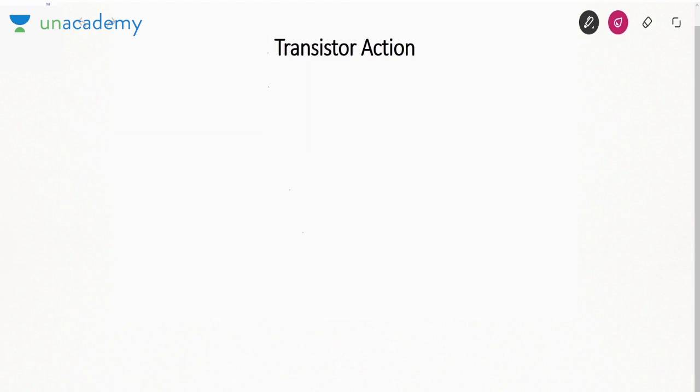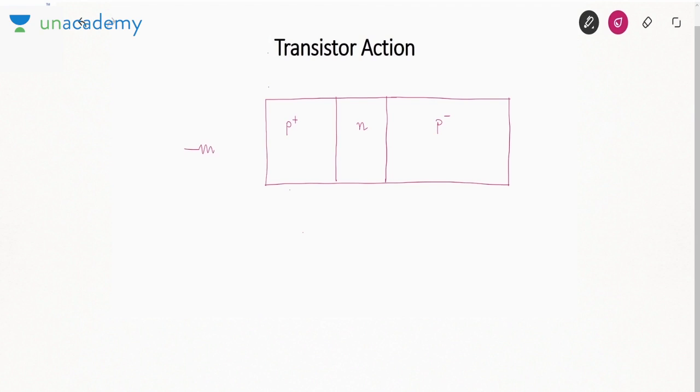Now let us understand how a transistor works. I will first draw a transistor. I am taking a PNP type of transistor. The first region is P plus, the second one is narrow N, and the third one is the widest. As I have told you, we will forward bias the emitter base junction. In order to forward bias, the positive terminal should be connected to P and the negative to N. So this is written as VEE. You can see the positive terminal is connected to P and the negative terminal to N.